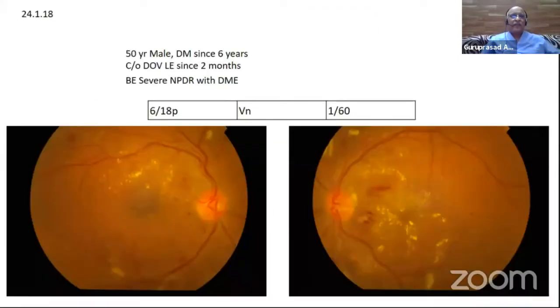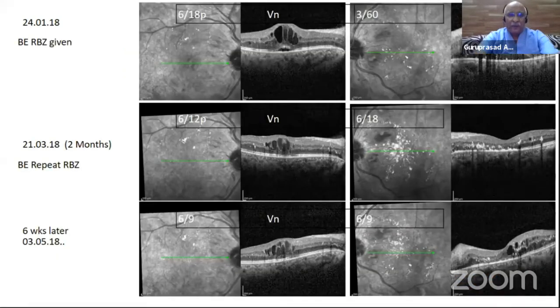This is an example of a 50-year-old male, diabetic since 6 years, with loss of vision since 2 months, and both eyes severe NPDR with diabetic macular edema, with vision grossly reduced in the left eye to just 1/60. This is the picture of the OCT. You can see that ranibizumab was given to this patient in both eyes, with cystoid spaces.